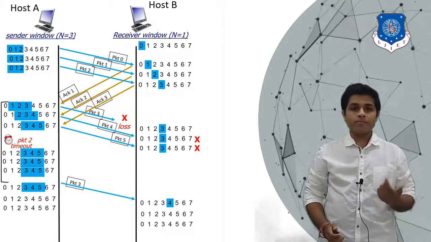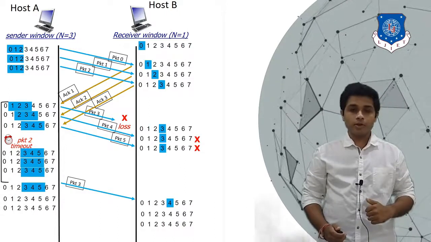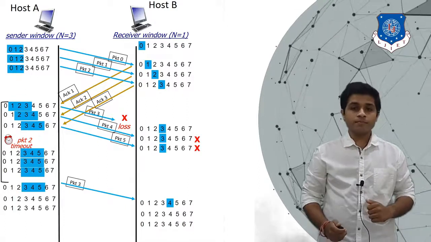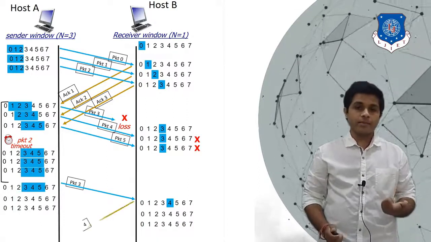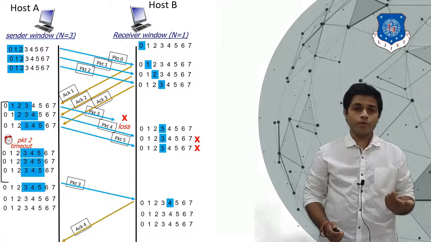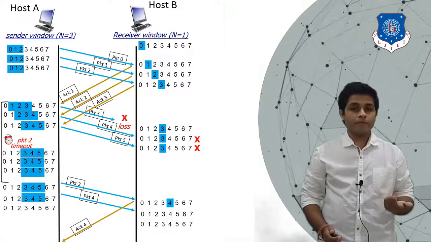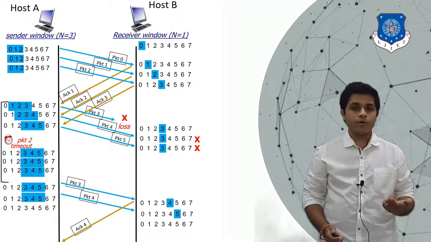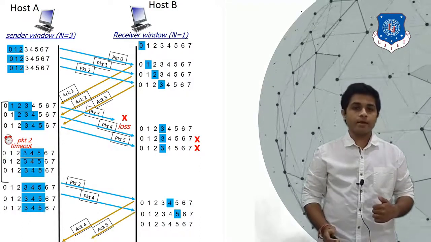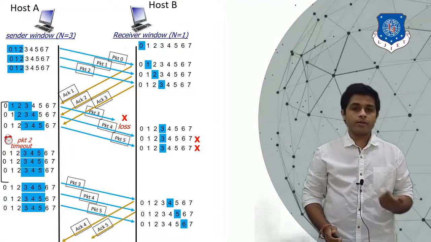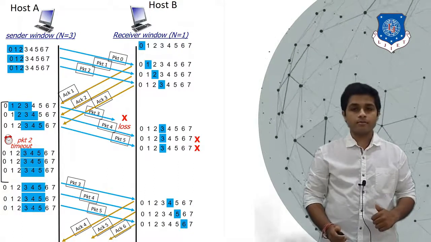As B receives packet 3, the window will slide to packet 4. So it is expecting packet 4 next and it will send ACK 4. Then B will receive packet 4. As it receives packet 4, it will send ACK 5. And it will receive packet 5 and it will send ACK 6.